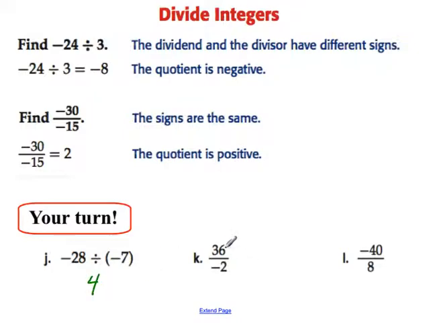On the letter K, 36 divided by -2, we have different signs, positive 36, -2, so our answer should be negative this time because they have different signs, and half of 36 is 18. Letter L, different signs again, -40 divided by a positive 8, so we should get a negative result, and 40 divided by 8 is 5.